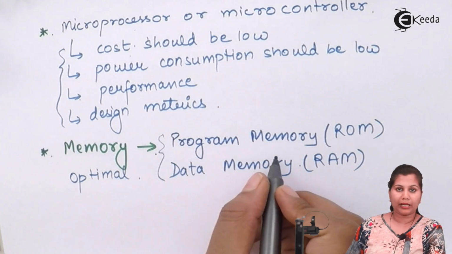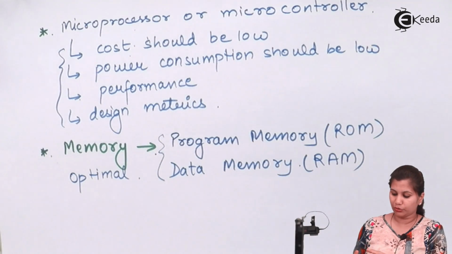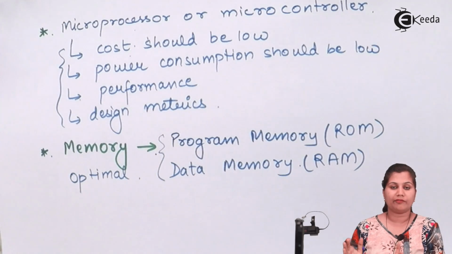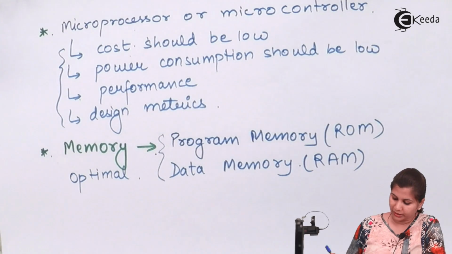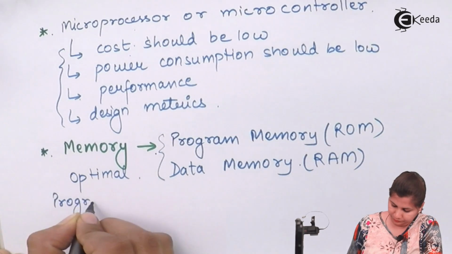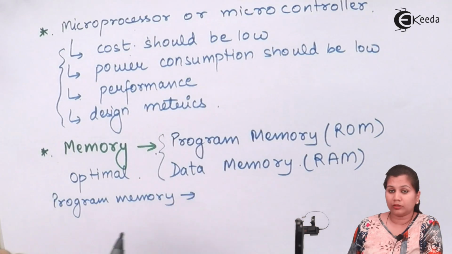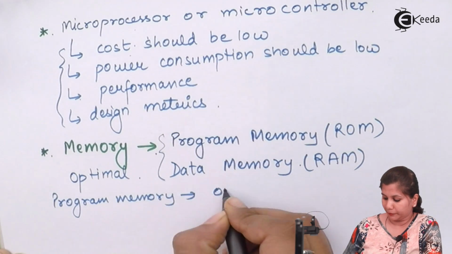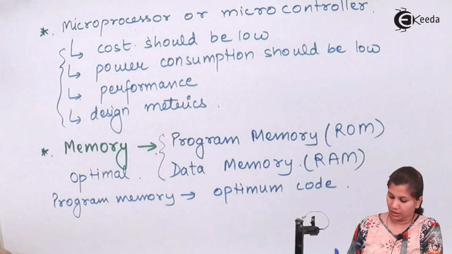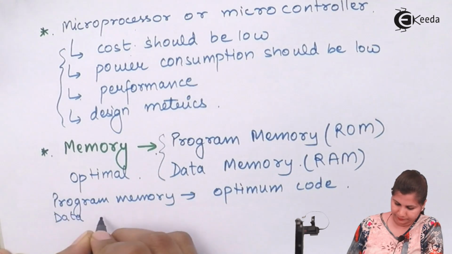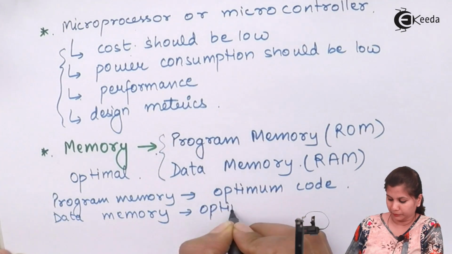If we talk about the program memory, it can be optimized when we are using program code which is of very short length. The length of the program should be small. The program code should be optimum. Now if we talk about the data memory, then data memory should also be optimum.